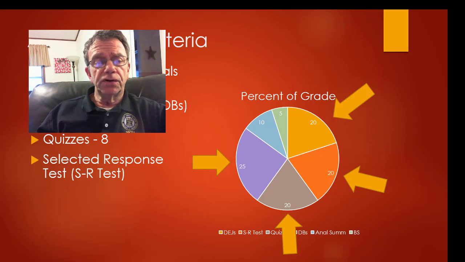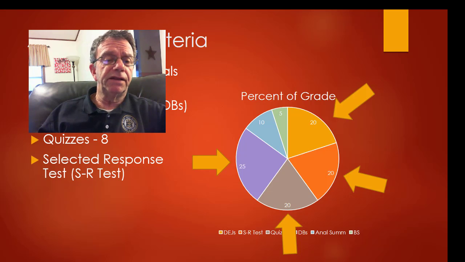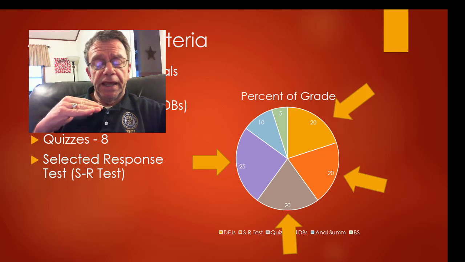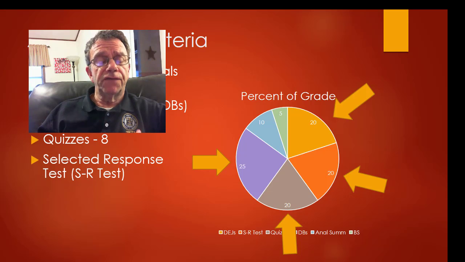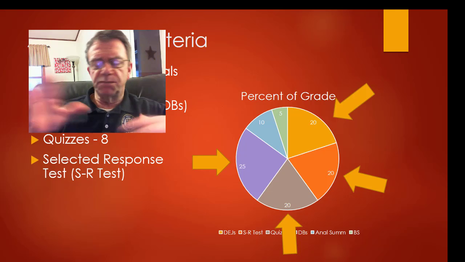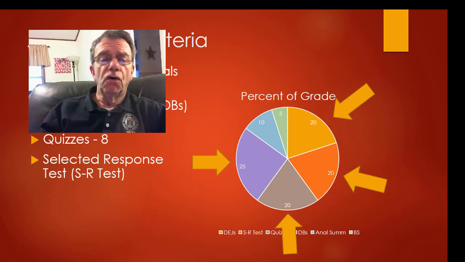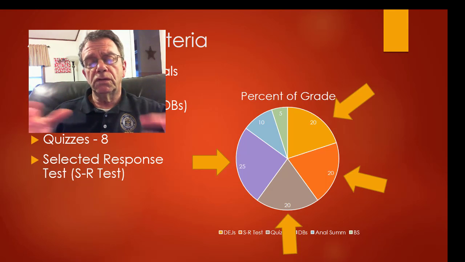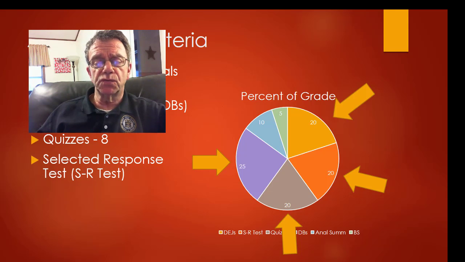So your initial draft discussion board might be worth 1 or 2%, and then your revised draft discussion board might be worth 1 or 2%, and your final selective response test after your first and second draft will be worth, I think it's 15 to 18%, somewhere in that area. So overall, the whole selective response test process is worth 20%.